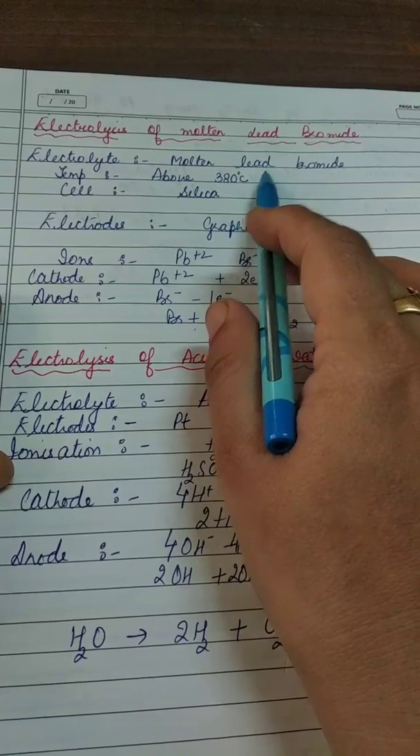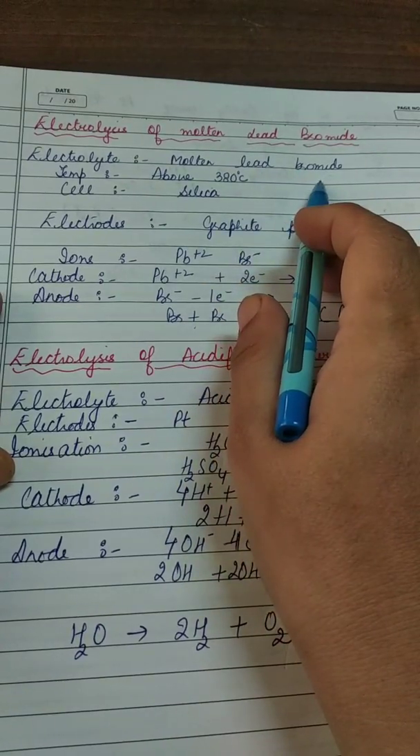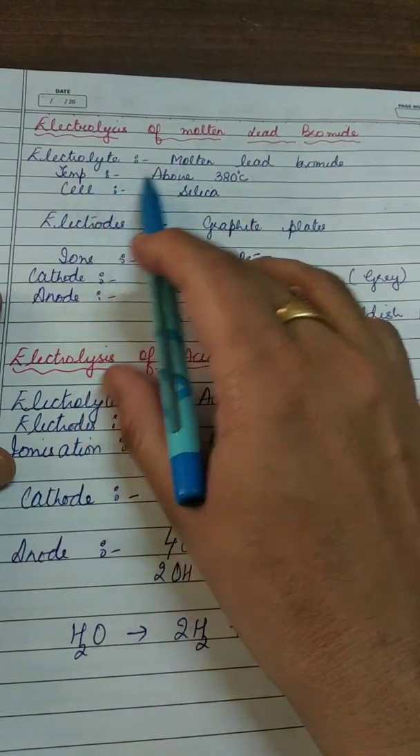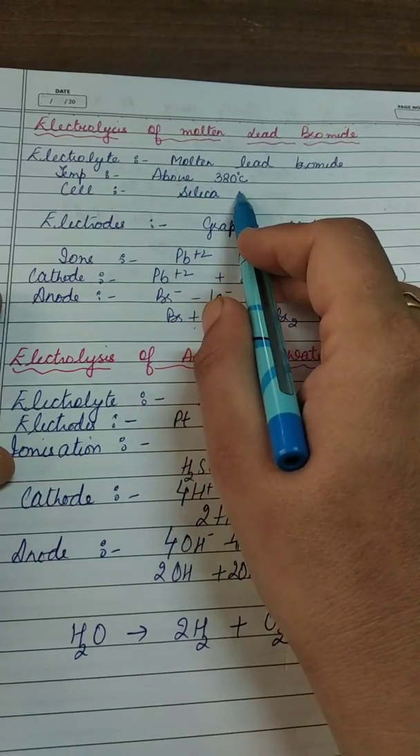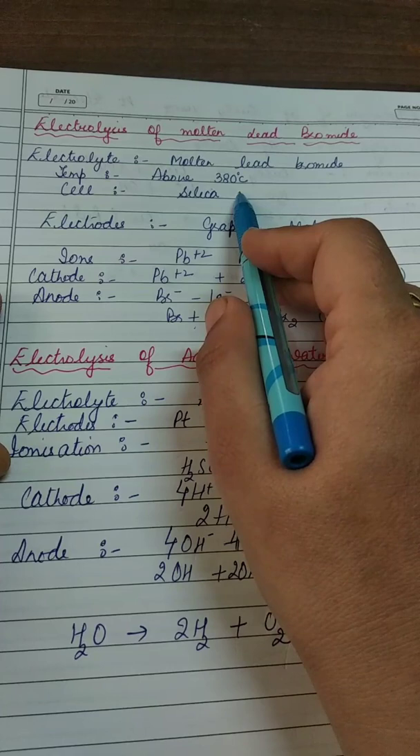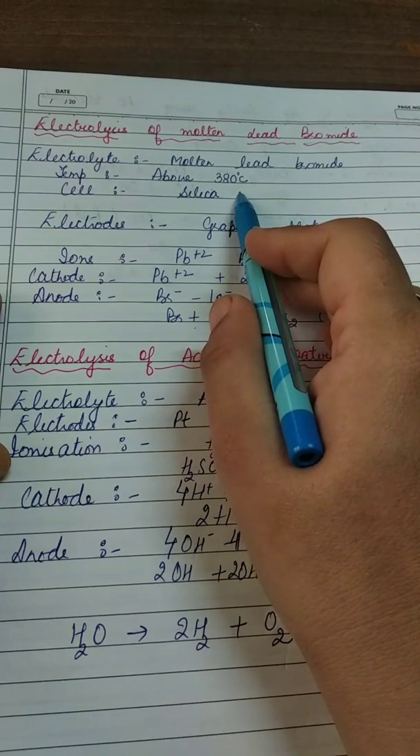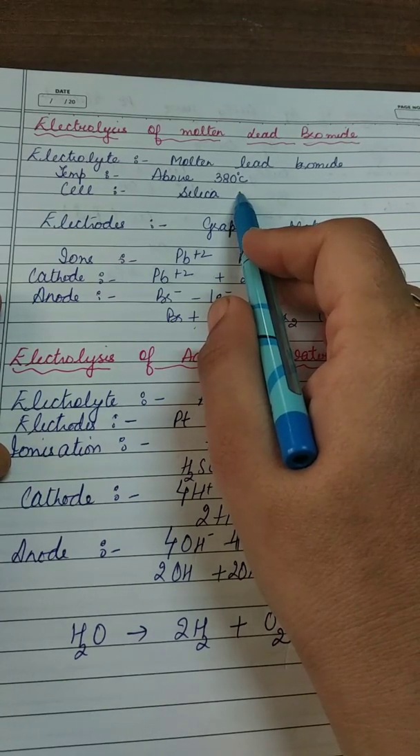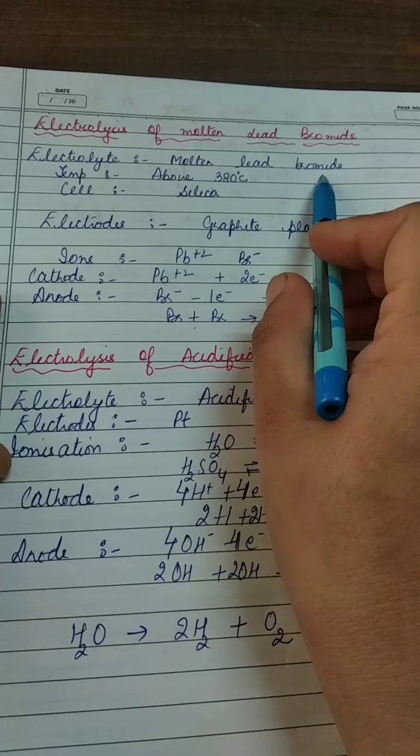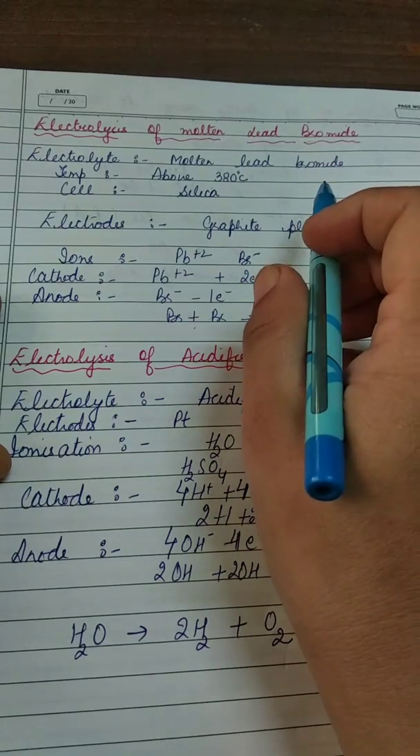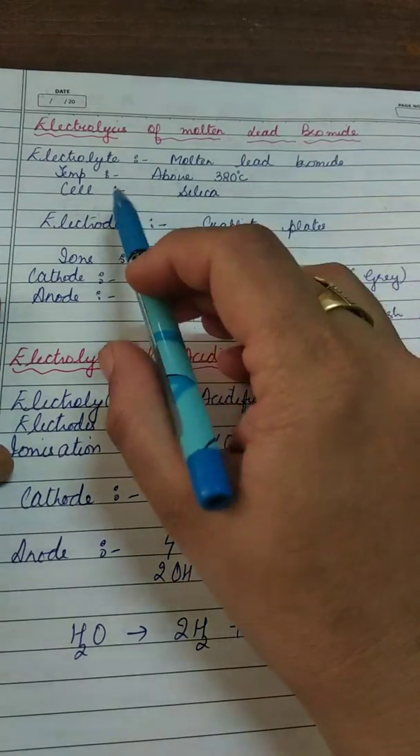That is, lead bromide is taken in the molten form. When it is heated at a temperature above 380 degrees Celsius, it changes into liquid form, and in that liquid form it is a good conductor of electricity. As in the solid state, there is a strong electrostatic force of attraction between lead and bromide ions, so it's very difficult to pass electric current through it.